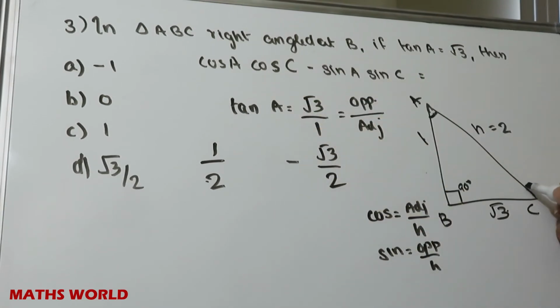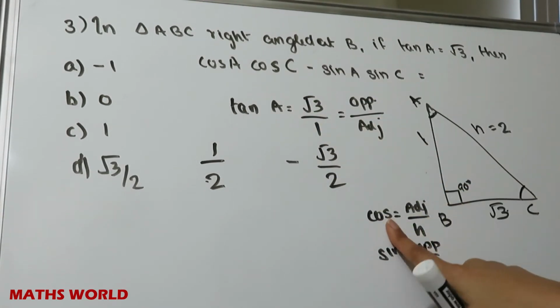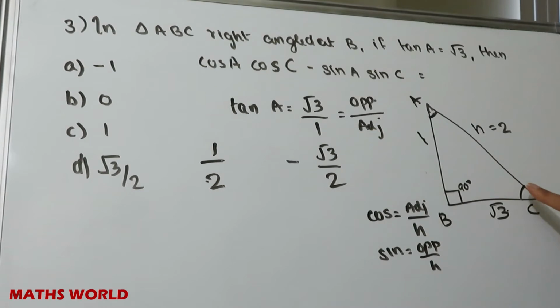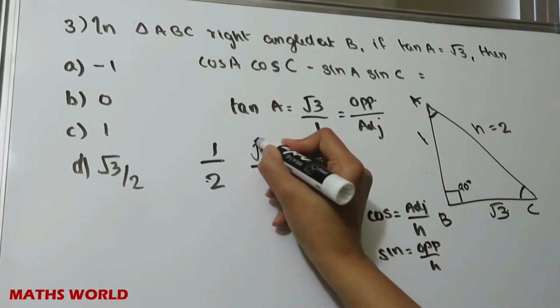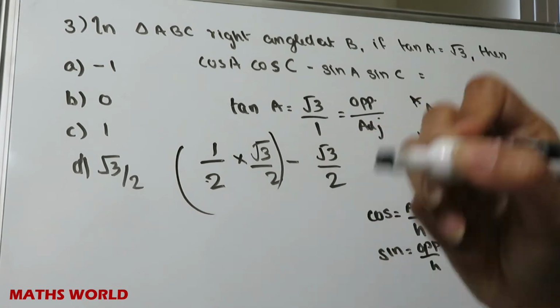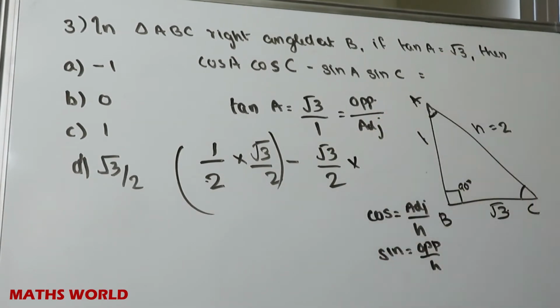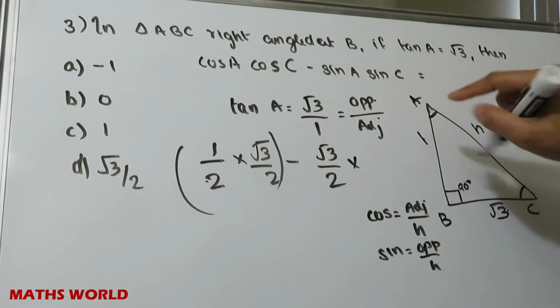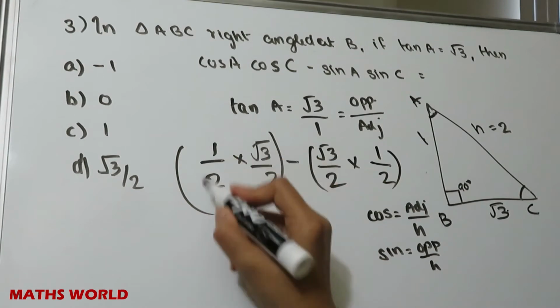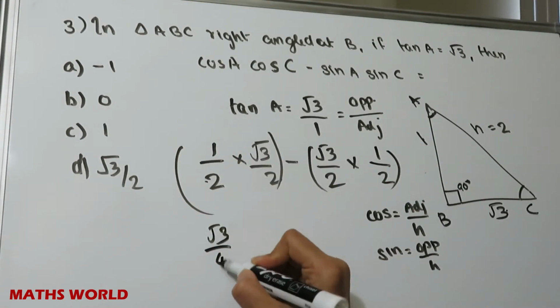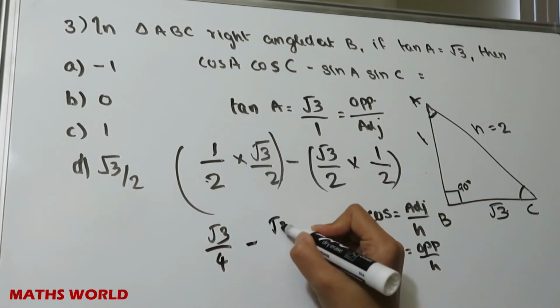Then cos C. This is the angle C. Cos means adjacent by hypotenuse. Its adjacent side is BC, whose value is root 3, root 3 by hypotenuse 2. So this is the first term. And here we need to find sin C. This is the angle C, its opposite side is 1, 1 by hypotenuse 2. Root 3 into 1 is root 3, 2 2s are 4, minus root 3 into 1 is root 3, 2 2s are 4.